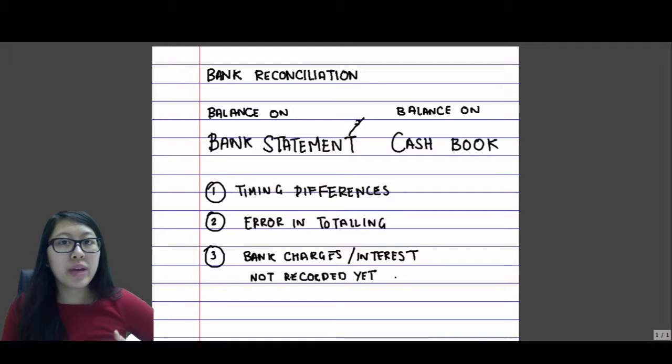Third, there could be bank charges or bank interest that we did not record yet in our cash book. This is just one example. There are other things such as a direct debit, which has already been automatically done for us and adjusted for in our bank statement, but something that we need to manually do for adjusting our cash book. So transactions that have occurred by the bank would be automatically adjusted for in our bank statement, but we need to check our bank statement in order for us to update our cash book. So there can be things that we did not record yet and therefore cause an imbalance.